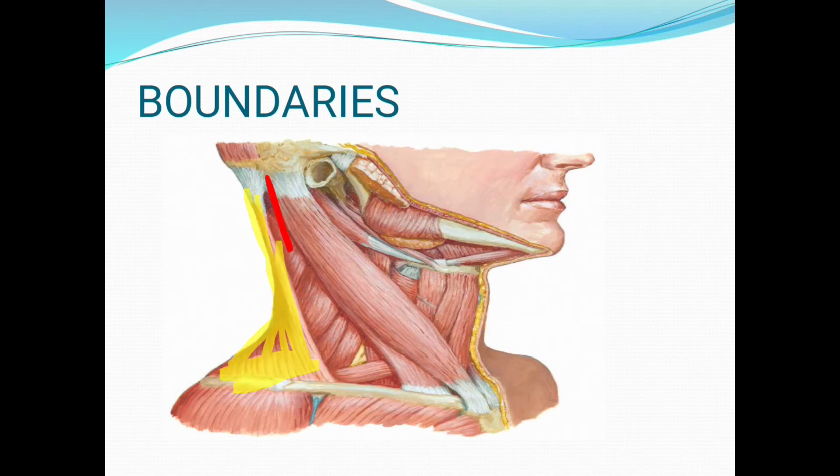and the posterior boundary is formed by the anterior border of the trapezius muscle. Here I have marked the trapezius muscle with yellow color, and the red color is showing the posterior boundary of the posterior triangle, or you can say the red color is showing the anterior border of the trapezius muscle.